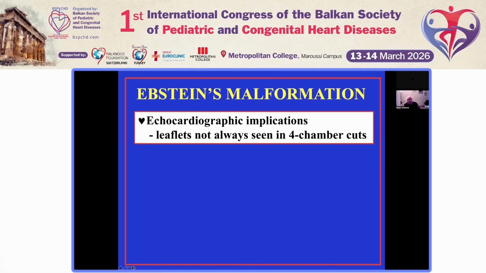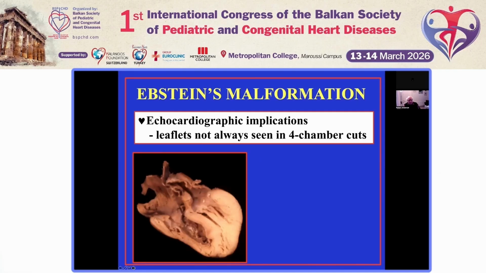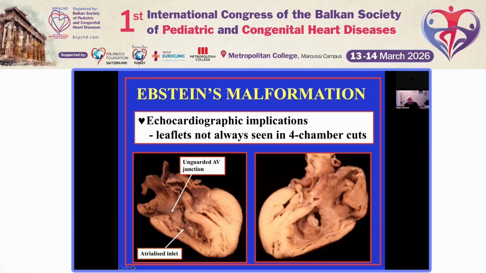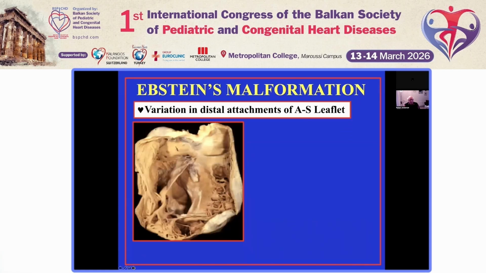This has significance for the echocardiographer because you may not see the leaflets in four-chamber cuts. So here is a heart with Ebstein's malformation where we try to replicate the four-chamber cutting, and you see that it seems that the atrioventricular junction is unguarded. We can look at the atrialized inlet, but when we look at the anterior part of the heart, there is the valve, and it is between the atrialized inlet and the functional right ventricle.